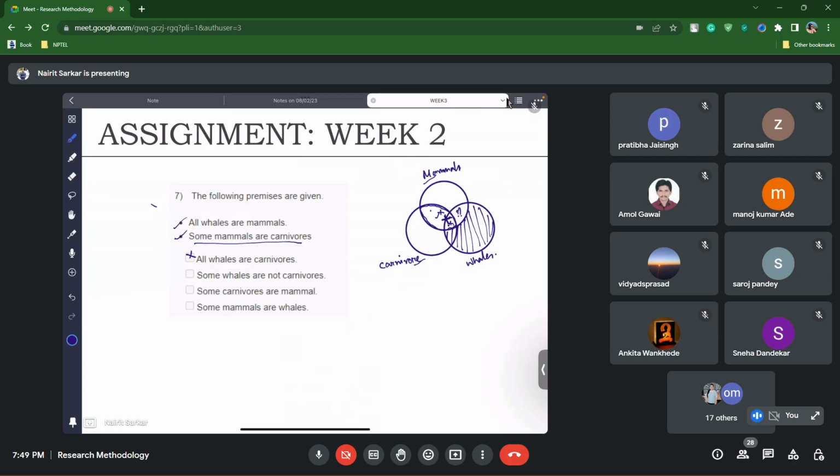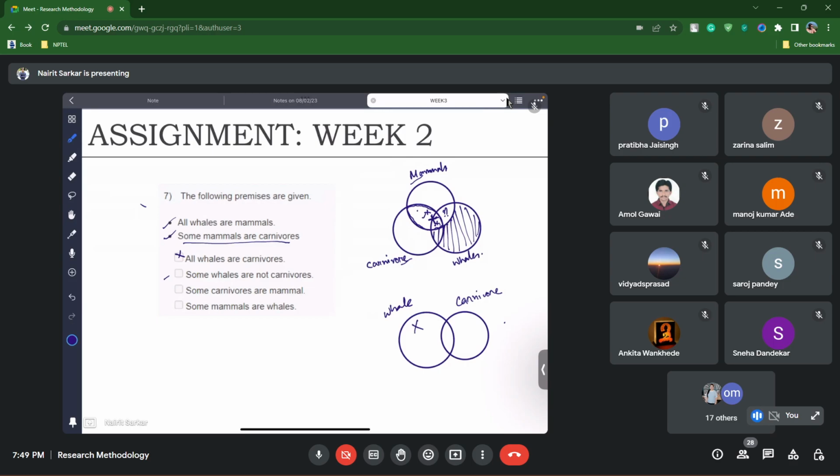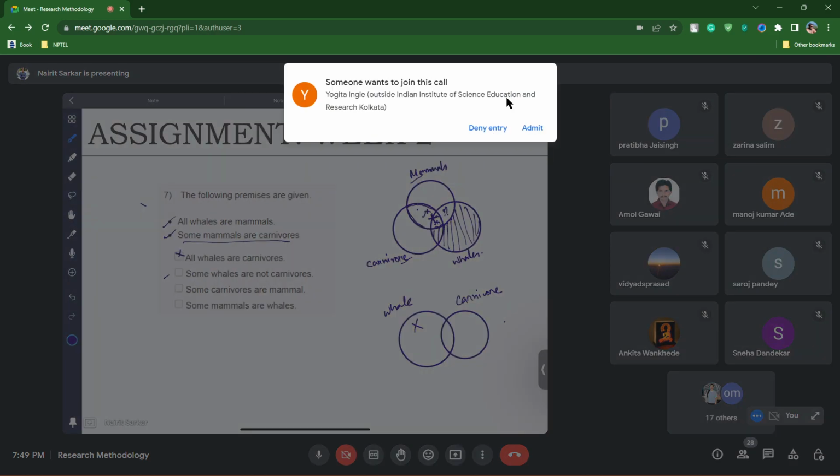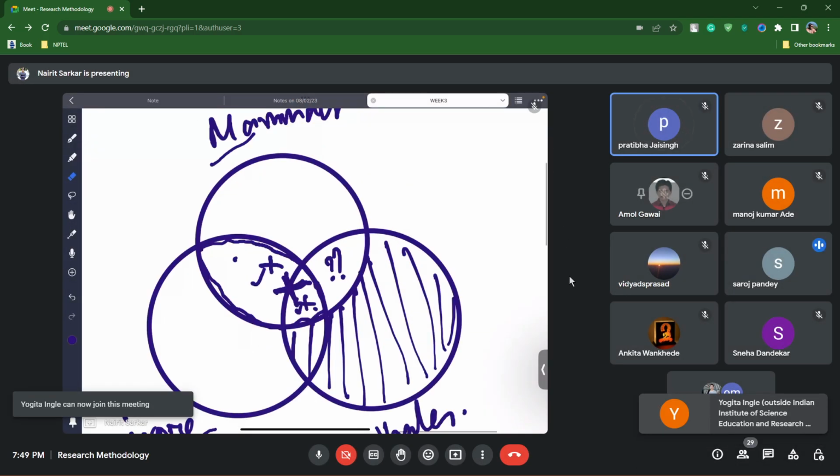So now the second one. The second one is some whales are not carnivores. Let's see whether it is valid or not. There are some whales, and there are some carnivore sections. So some whales are not carnivores means X in the outer section. Is it valid or not? Invalid.